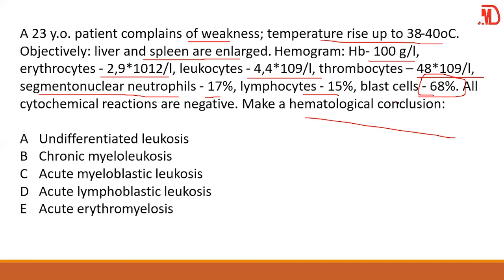And with blast cells, it means the cells are undifferentiated. Because if cells are differentiated, it will tell you whether it is of myeloid origin or lymphocyte origin. But these cells are not differentiated, so it could be either lymphoblastic or myeloblastic origin. Since it is not differentiated, we go for undifferentiated leukemia. So your answer is A.